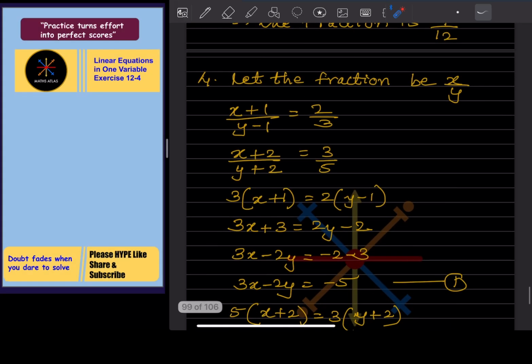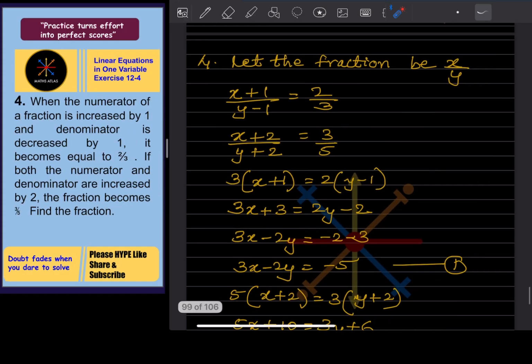So now let us see the next question here. When the numerator of a fraction is increased by 1 and denominator is decreased by 1, it becomes equal to 2 by 3. If both the numerator and the denominator are increased by 2, the fraction becomes 3 by 5, and we have to find the fraction.